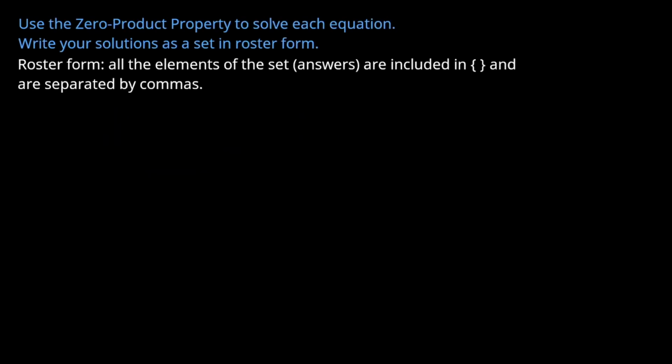Okay, so for this next section, we want to use the zero product property to solve each equation, then write our solutions as a set in roster form. Roster form means that all the elements of the set, or your answers, are included in these brackets and are separated by commas.